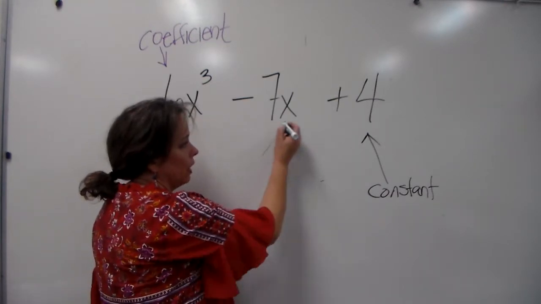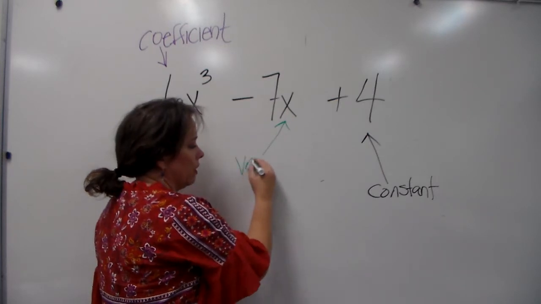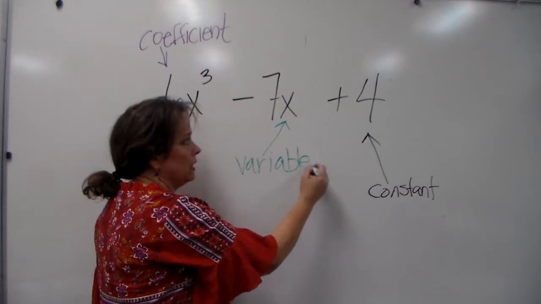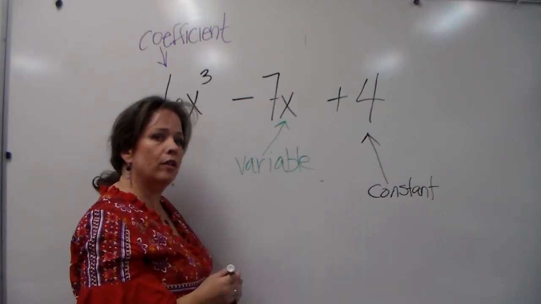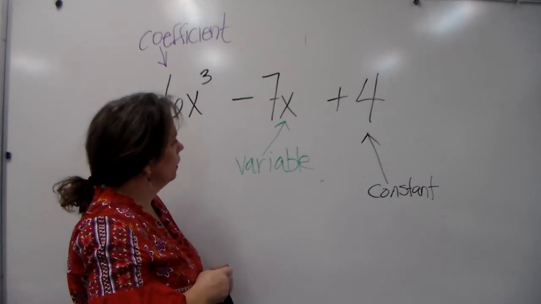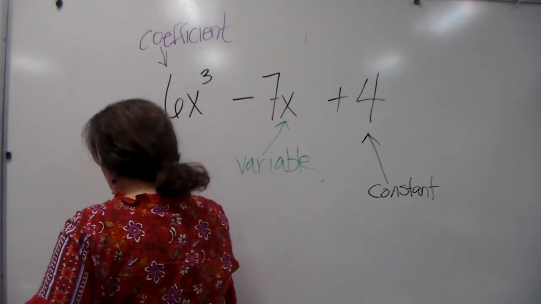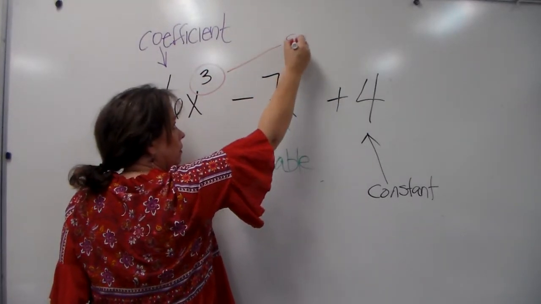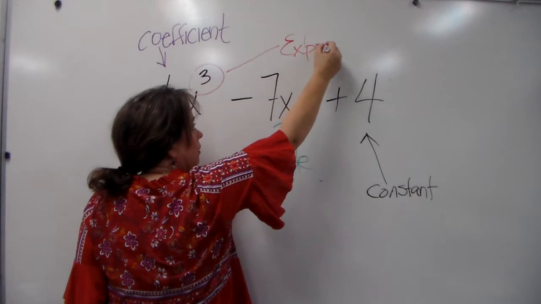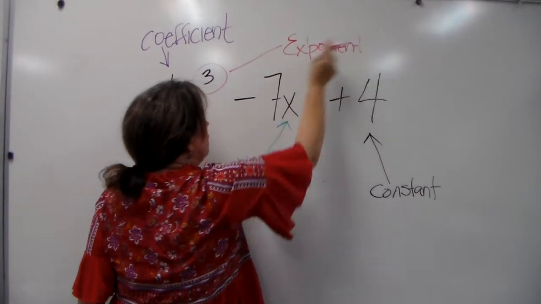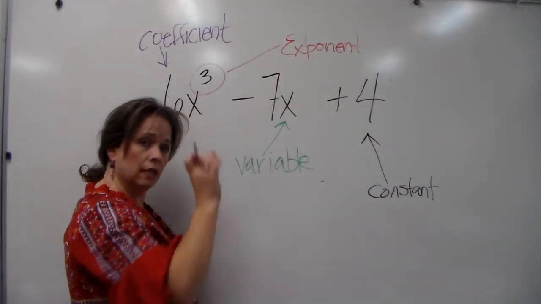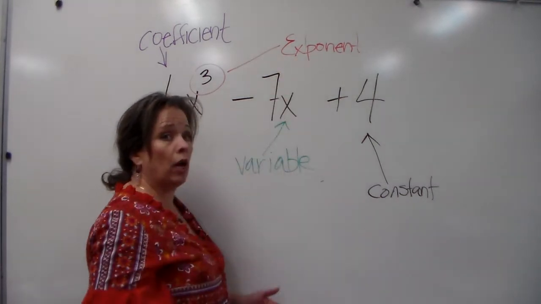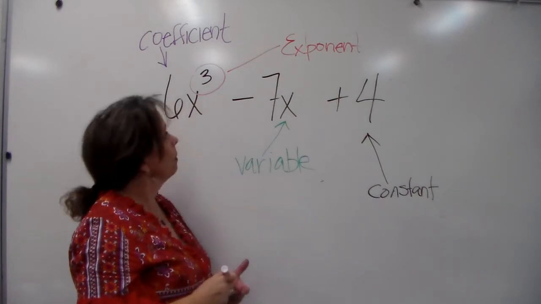when we have a letter, that is something that we call a variable, and it's like a little box that holds the place for some value that we don't know yet. Okay? On our first term, our exponent is a 3. So that little number that is raised up next to our variable is called an exponent. It can be a 2 or 3 or 4.